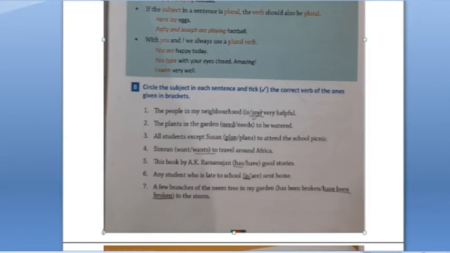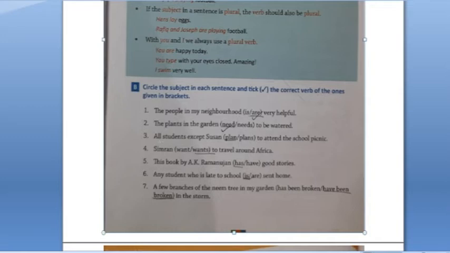And the second is, the plants in the garden need. This is a plural verb, and needs is used for a singular subject. So the plants in the garden need to be watered.